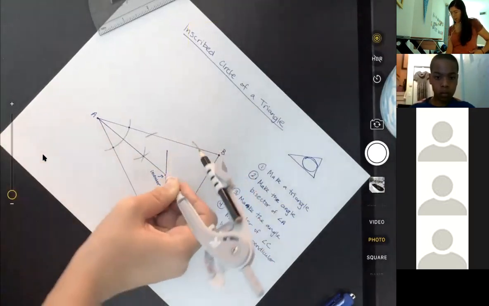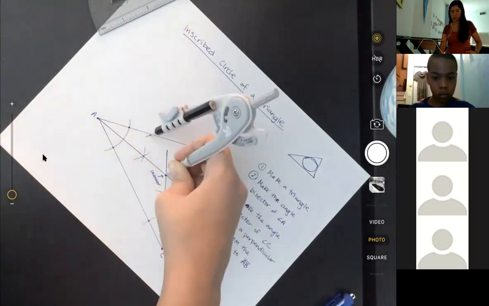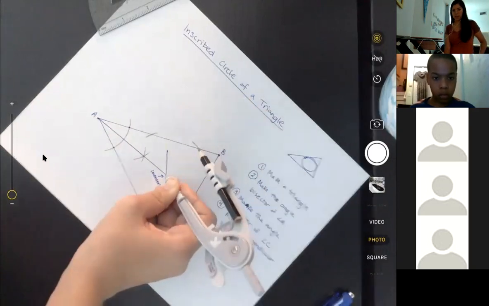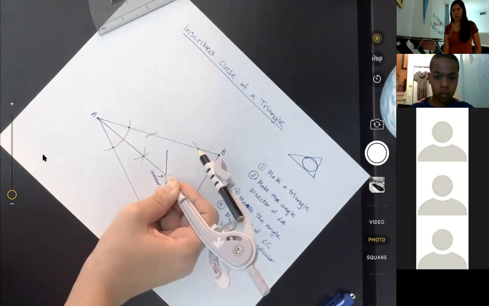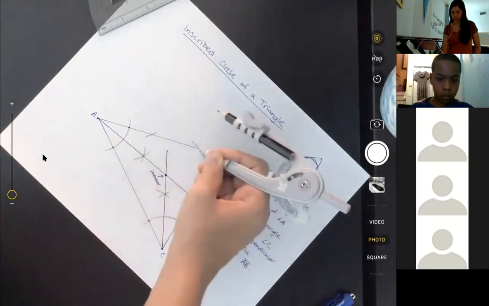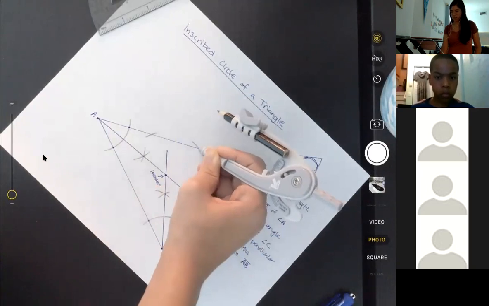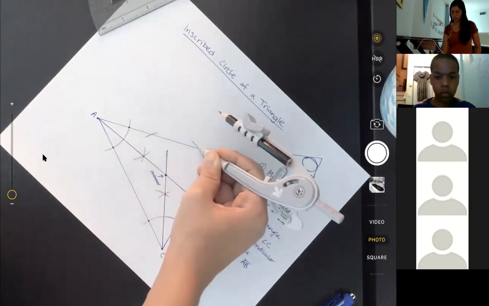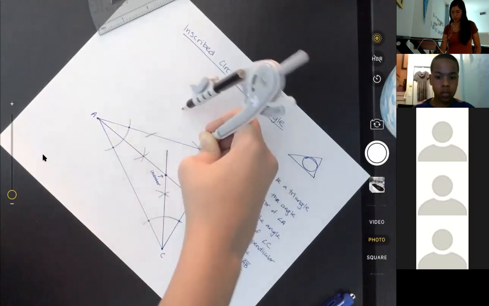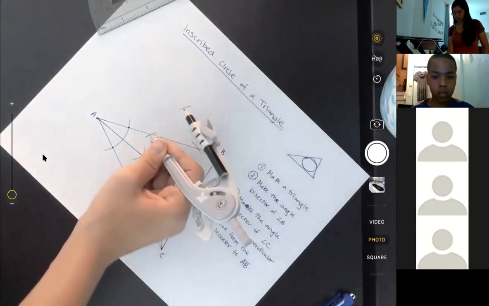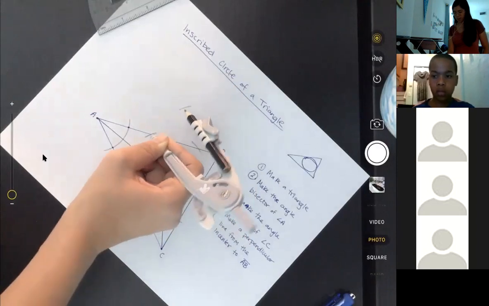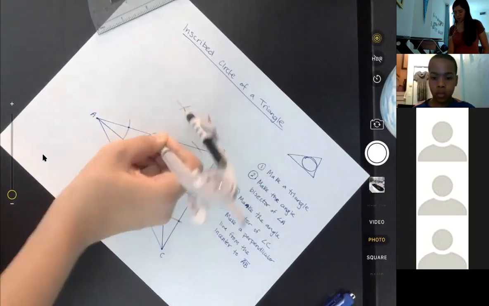Doesn't really matter how wide your compass is, as long as you make one on one side and then over on the other side. And then I'm not changing the width. I'm going to keep the width exactly the same. I stick my compass into one of those intersections and draw an arc. I stick my compass into the other intersection and draw an intersecting arc.